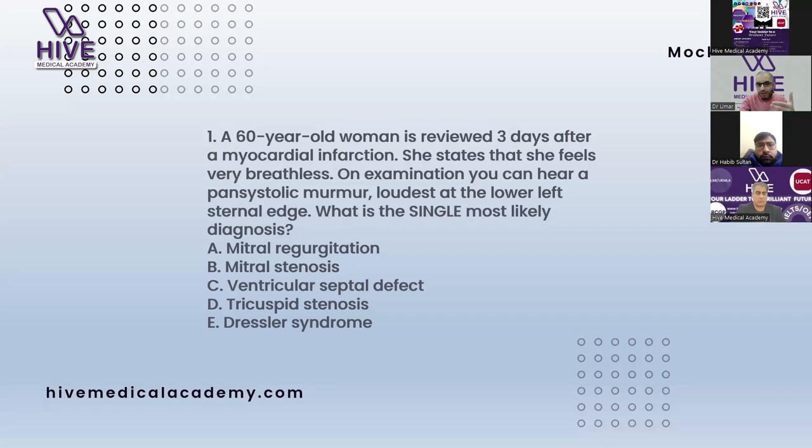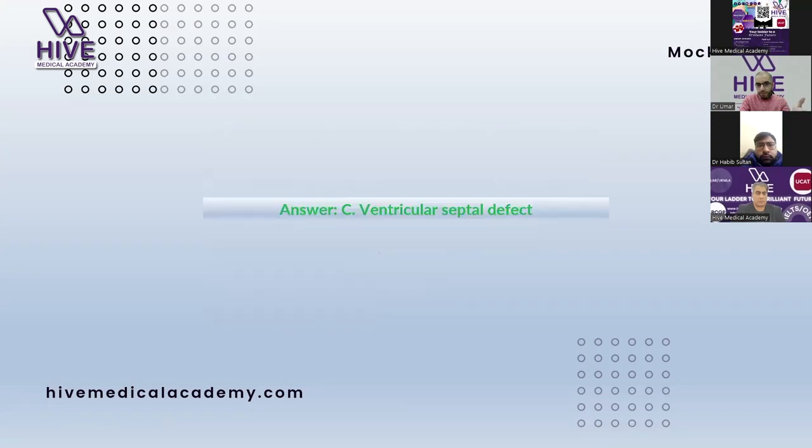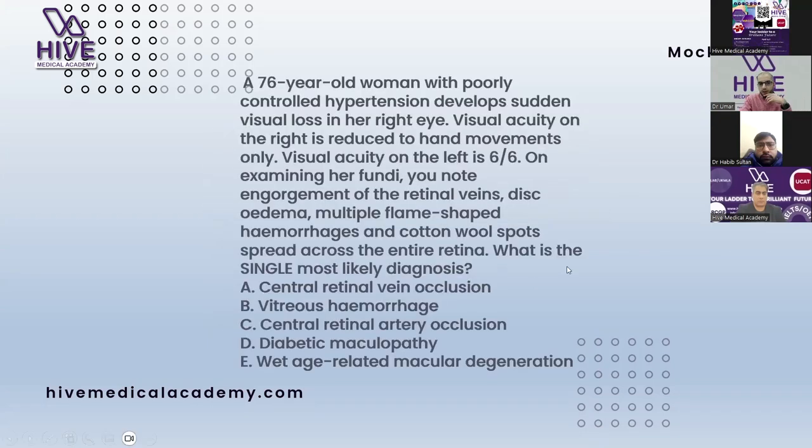So obviously these things will point towards post-MI complications, but specifically to these ones, because all of these problems, mitral regurgitation, mitral stenosis, tricuspid stenosis, will have different types of murmurs that sound with a different description. Dressler syndrome is obviously completely separate. That is why ventricular septal defect is the correct answer. Okay, let's move on to the next one.